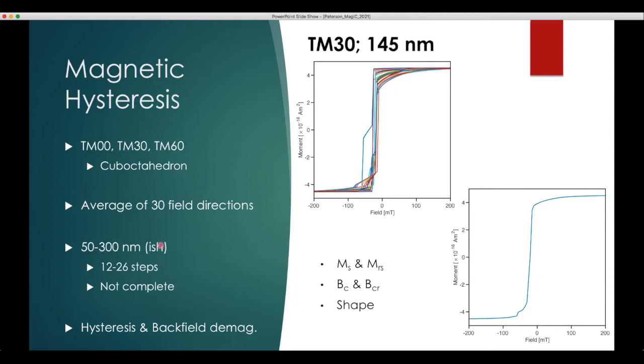And what we've been looking at is grain sizes from about 50 up to 300 nanometers, with about 12 to 26 steps. These are not complete. Some of the largest grain sizes for TM30 and TM60 aren't yet complete, so those results are not robust just yet. But we don't just model hysteresis, we also model the backfield demagnetizations. And we look at the various parameters: saturation magnetization, remanences, coercivities, and so on.